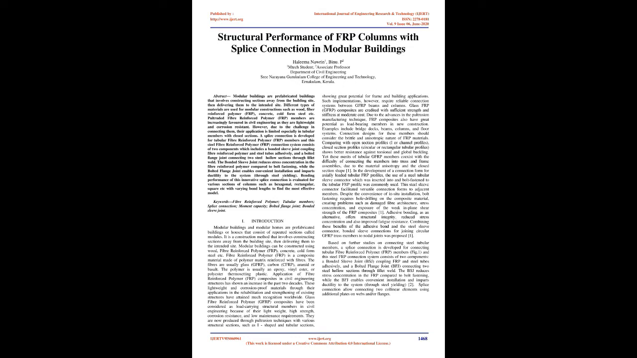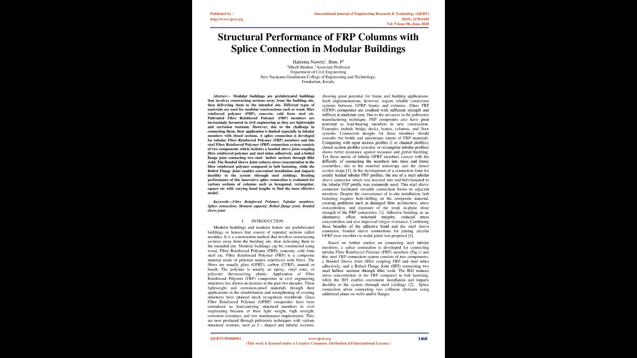These lightweight and corrosion-proof materials, through their applications in the rehabilitation and strengthening of existing structures, have attained much recognition worldwide. Glass fiber reinforced polymer, GFRP, composites have been considered as load-carrying structural members in civil engineering because of their lightweight, high strength, corrosion resistance, and low maintenance requirements. They are now produced through pultrusion techniques with various structural sections, such as I-shaped and tubular sections, showing great potential for frame and building applications.